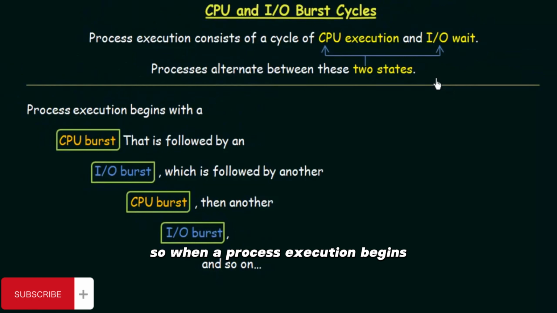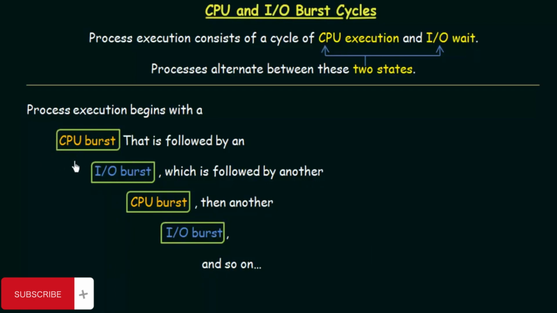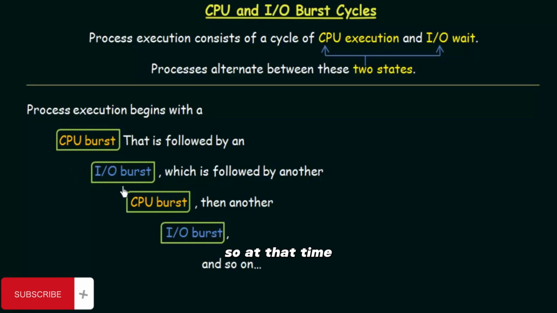When a process execution begins, these are the stages it goes through. Process execution begins with a CPU burst, followed by an I/O burst, followed by another CPU burst, then another I/O burst, and so on. When a process begins its execution, it starts with a CPU burst. That means it is using the CPU for its execution, and at some point it will need some input-output operations to be done. At that time, it will wait for the input or output operation to complete, and that is what we call an I/O burst.